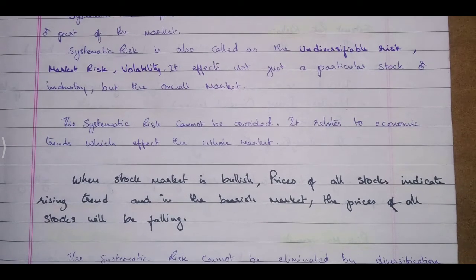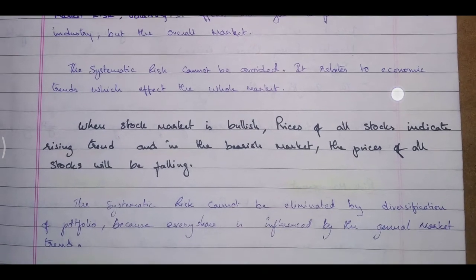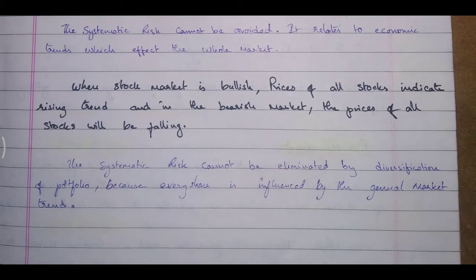The systematic risk cannot be avoided as it is related to economic trends which affect the whole market. The systematic risk cannot be eliminated by diversification of portfolio because every share is influenced by the general market trend.